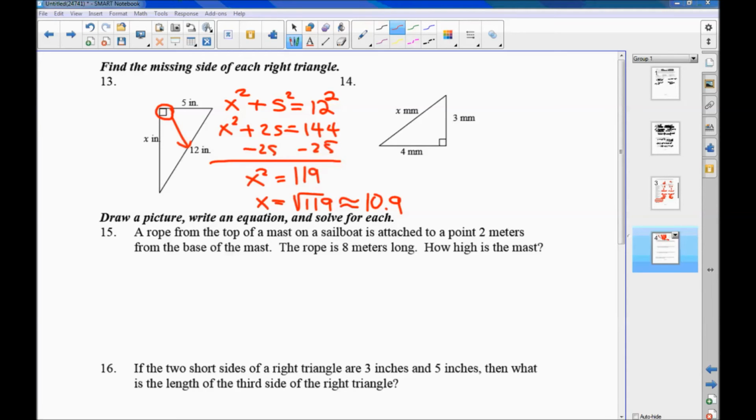So our missing side here is 10.9 inches approximately.